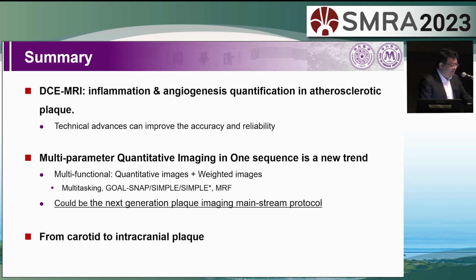protocol. So as a summary, DCE-MRI can quantify the inflammation and angiogenesis in plaque, and the technical advances can improve the accuracy and reliability. And secondly, multi-parameter quantitative imaging in one sequence is currently a trend. It can generate quantitative images, but also weighted images, even MRA, such as multitasking, our GoSNAP, SIMPLE and SIMPLE-Star sequences.